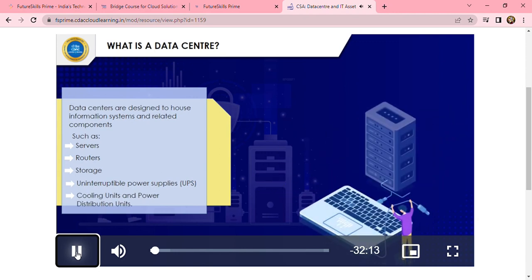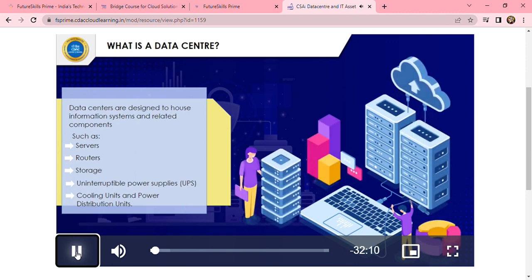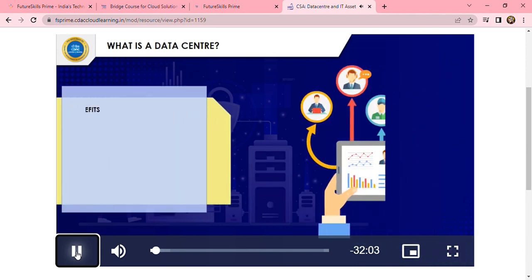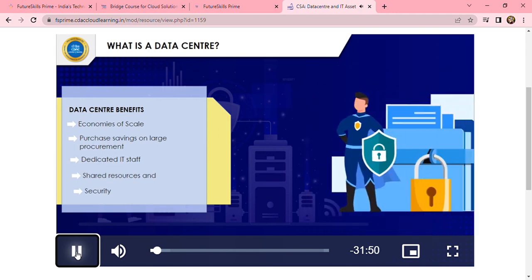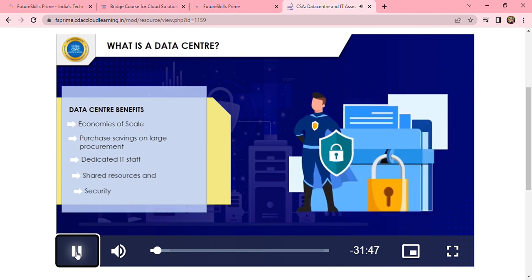Data centers have unique and typically large power requirements. They are often raised floor designs to accommodate the large amount of cables required. Data center benefits: economies of scale, purchase savings on large procurement, dedicated IT staff, shared resources and security. Security can be both physical and virtual. Physical mode includes limited access to servers and 24/7 surveillance, along with firewall, antivirus, and password protection in virtual mode.